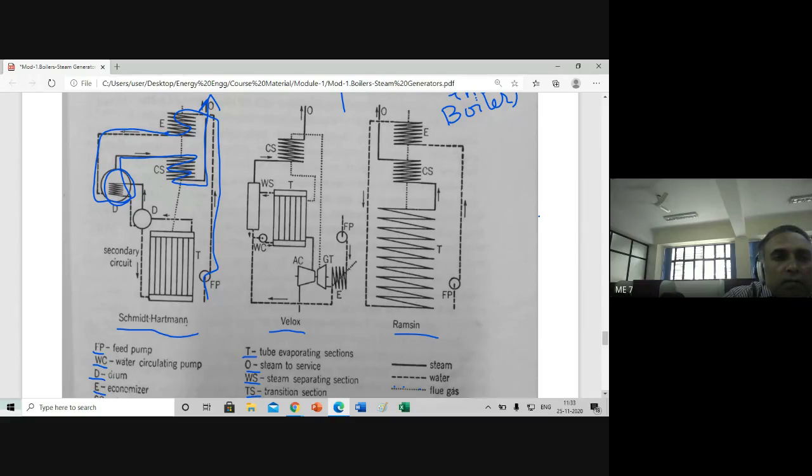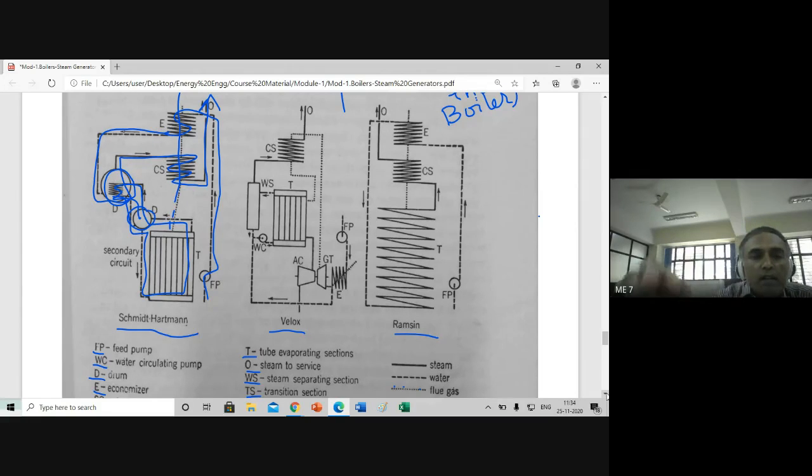Here, a secondary circuit has also been added. That is this one. The flue gases are flowing like this. This is the steam drum. It is taken and sent here, and that is how water is also heated in the secondary circuit.